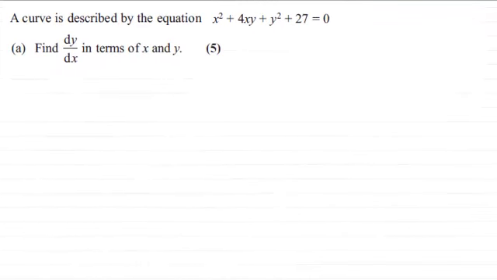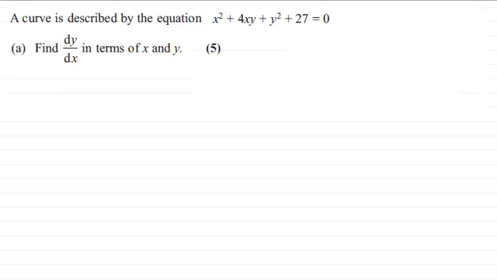Hi there. Now in this question we're told that a curve is described by the equation x squared plus 4xy plus y squared plus 27 equals 0. And we've got to find dy by dx in terms of x and y for 5 marks. So if you'd like to have a go at this, I'll just give you a moment to pause the video, and when you come back I'll take you slowly through the worked solution.